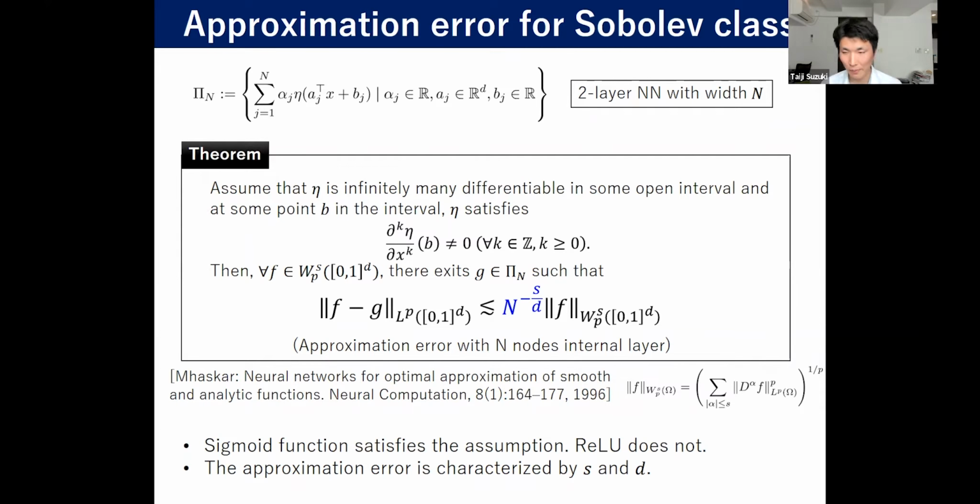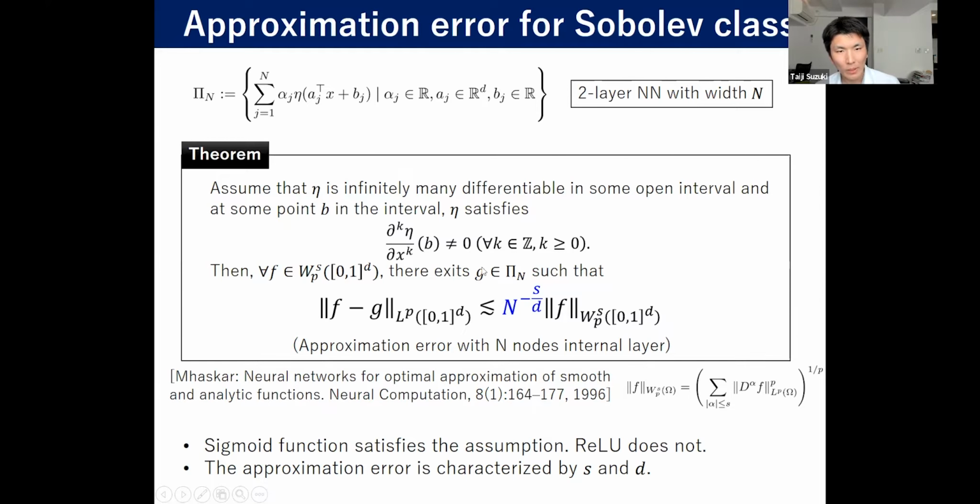So that means that function f is smoother. In that sense, S controls the smoothness of the target function f. So the function f is S times differentiable. Now we want to approximate an S times differentiable function f by a neural network.